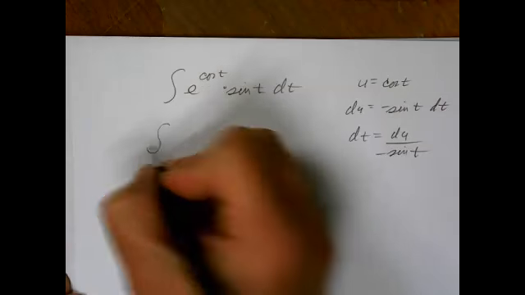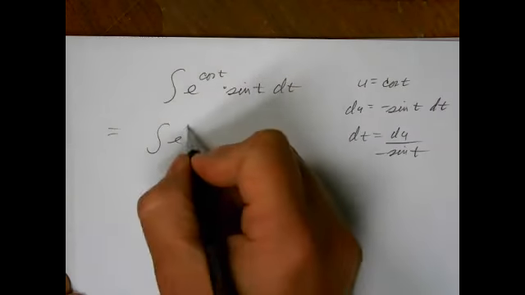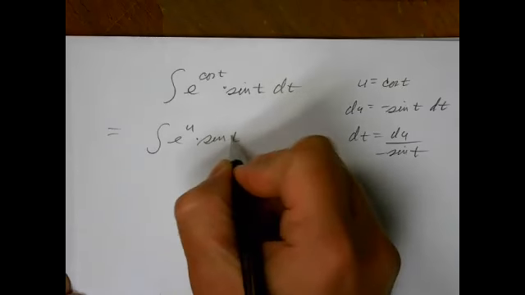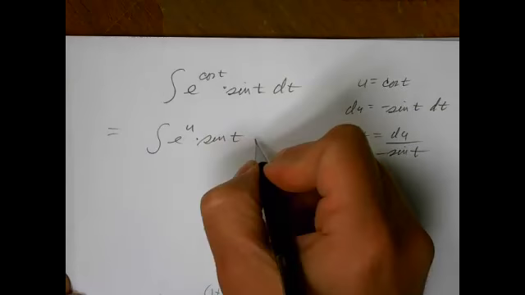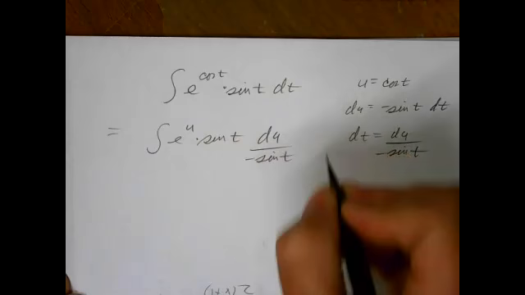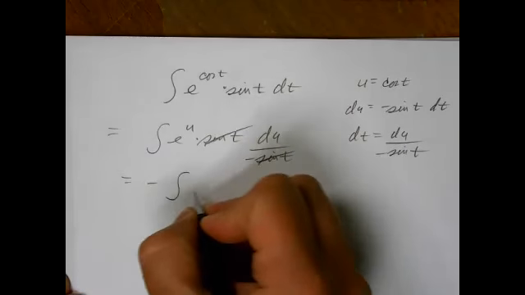Plugging back in, this becomes the integral of e to the, now it's just a u, and then you have times a sine of t. dt comes out, and you get a du over a negative sine of t. Sine of t cancels sine of t. A negative comes out front.